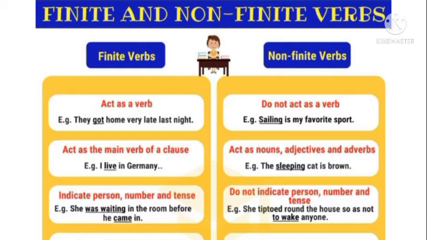In this sentence, we know the verb is got. So the function of got in this sentence is that it is used as a main verb. It is an action, but it is a main verb. So finite verbs are always used as the main verb in a sentence.